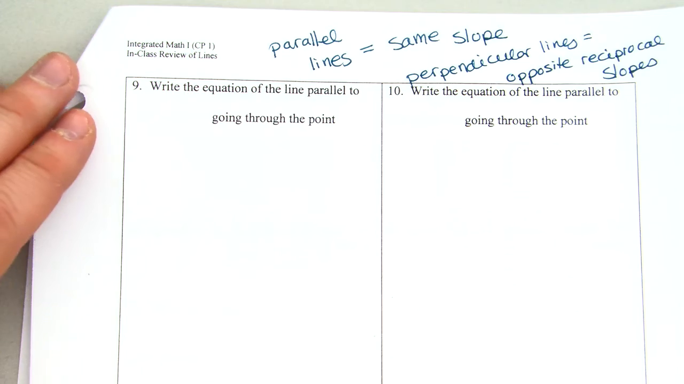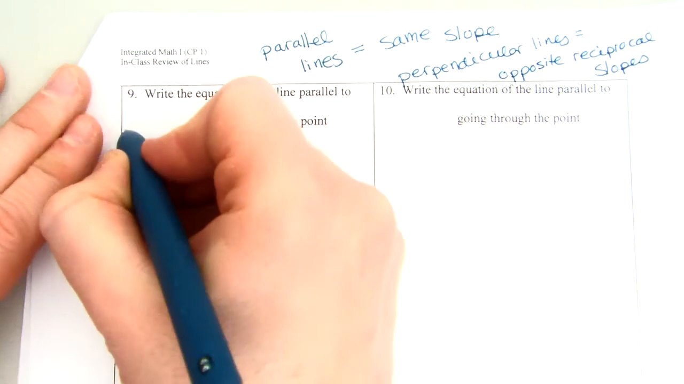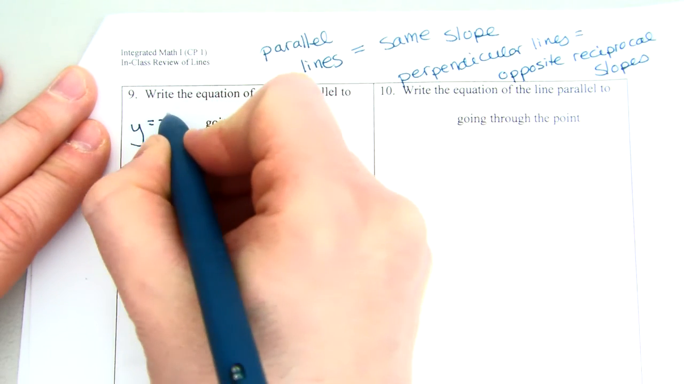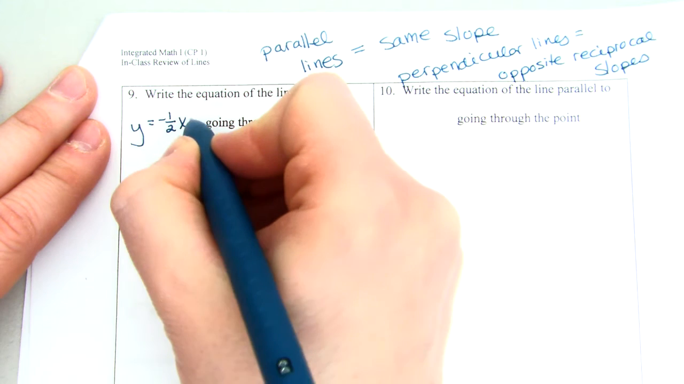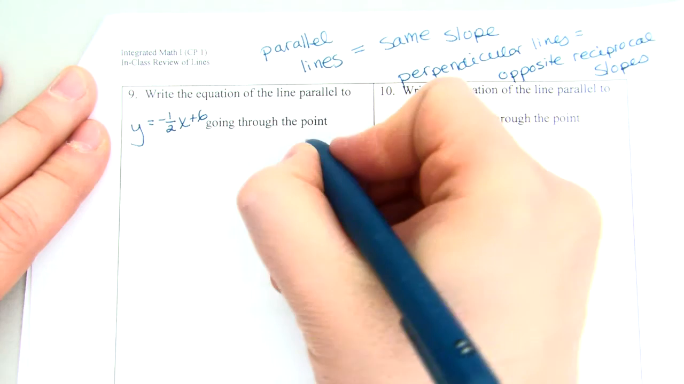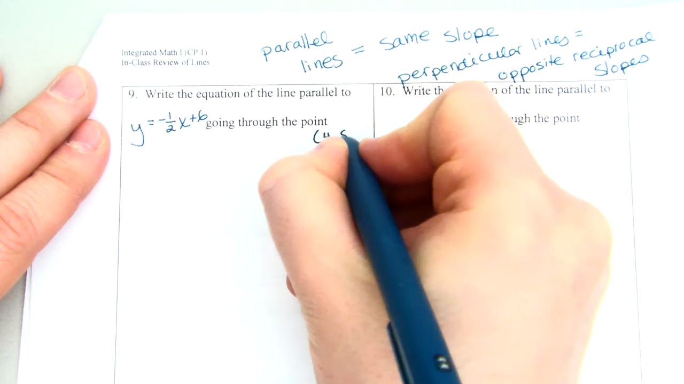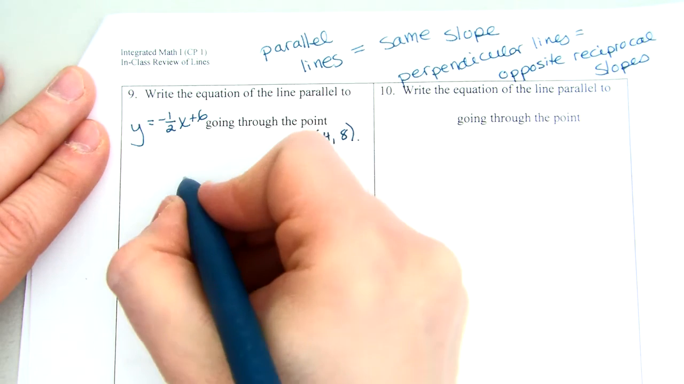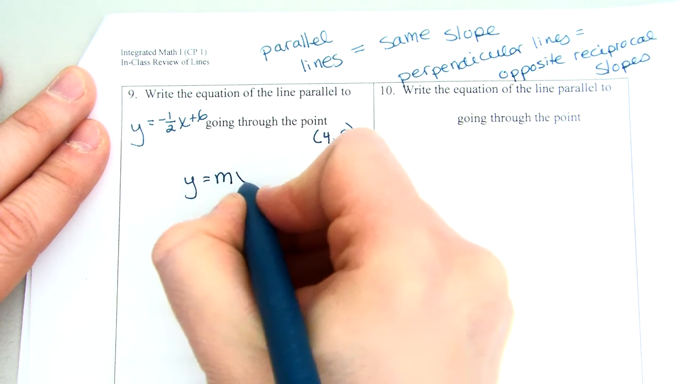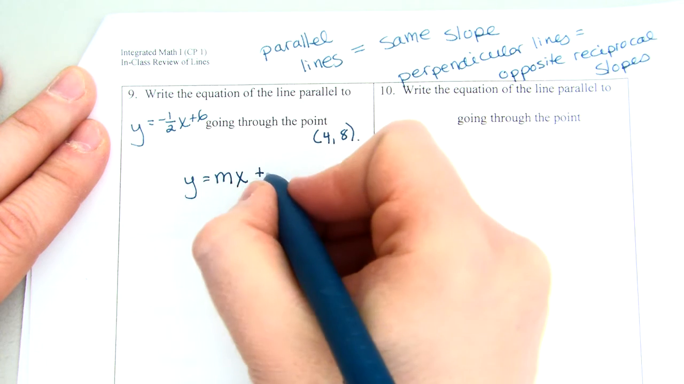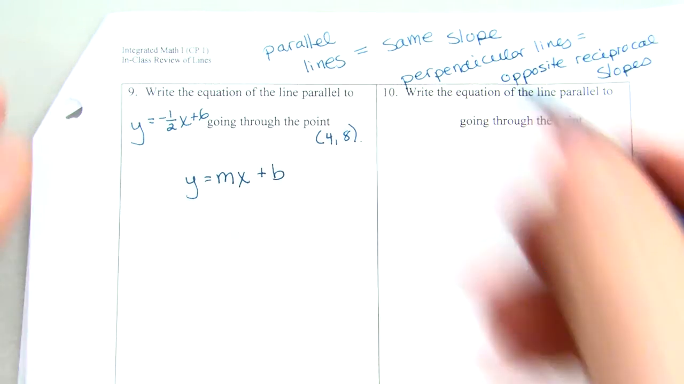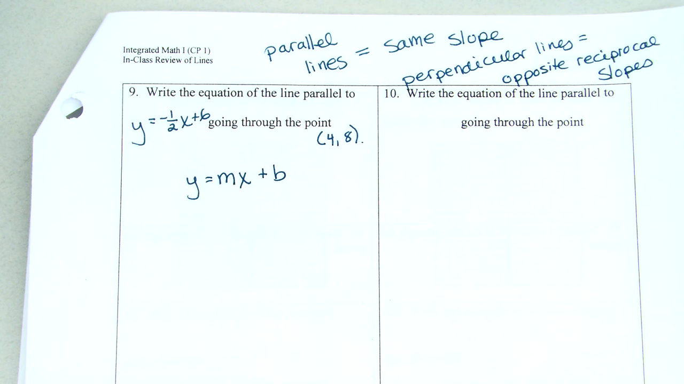Number 9. We're going to write the equation of a line parallel to y equals negative 1/2 x plus 6 going through the point 4, 8. And I know it's going to be y equals mx plus b because it's always y equals mx plus b.